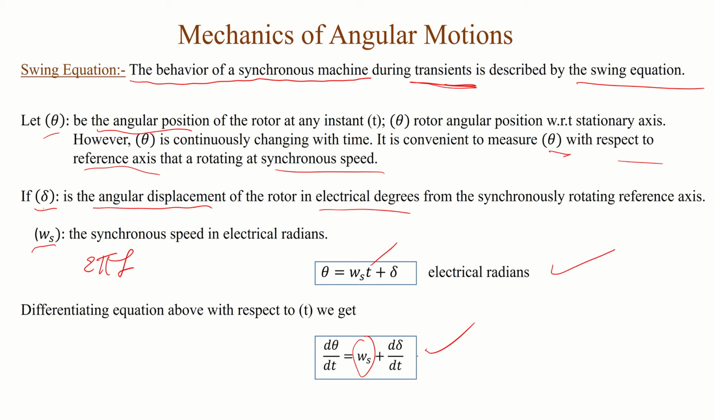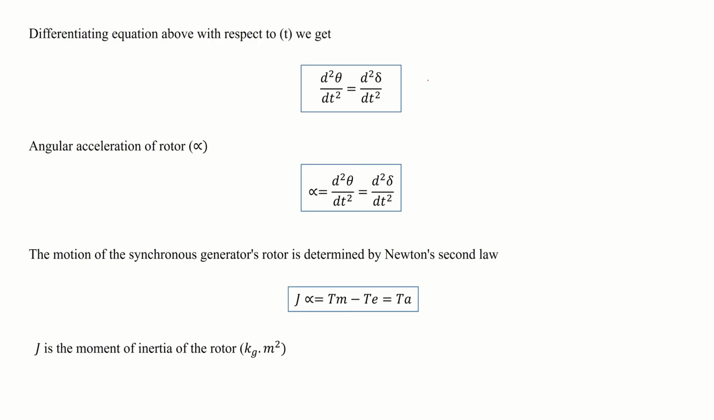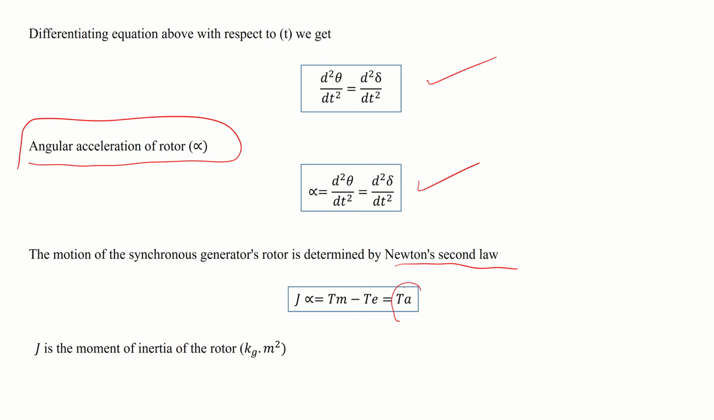We're going to take the second derivative of this formula. So this is constant, we're going to neglect it, and this is for the second derivative. So you will get this formula, which represents the angular acceleration تعجيل الزاوية, which we can call alpha. Okay, so the motion of a synchronous generator rotor is determined by Newton's second law قانون نيوتن الثاني, where J represents the moment of inertia and alpha is the angular acceleration, equal to the acceleration torque. So the acceleration torque equals the angular acceleration multiplied by the moment of inertia.